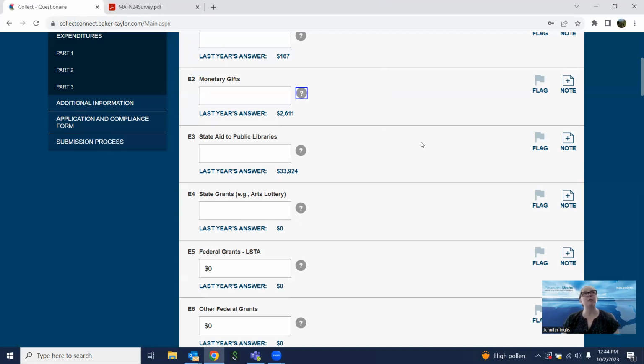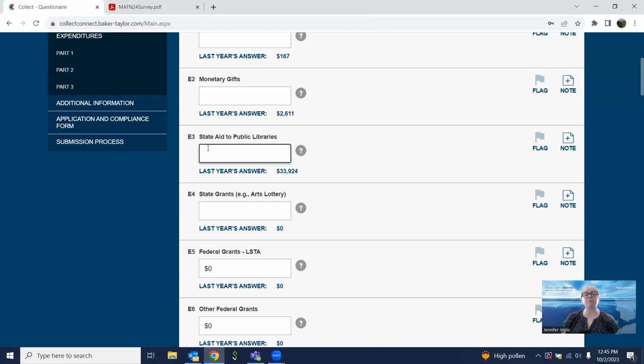So a library had an example where they had a concert series and the performers were donating their time to the library instead of having to be paid. And so that's lovely, but it doesn't count as a donation because we're looking at income. So it's not a monetary donation.